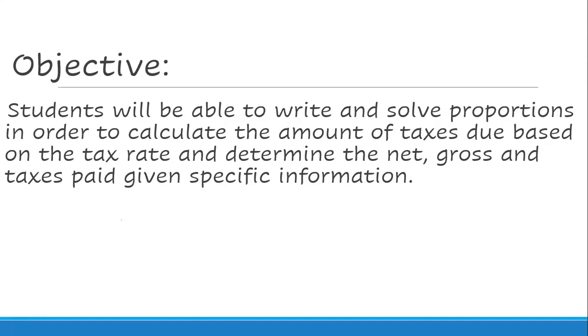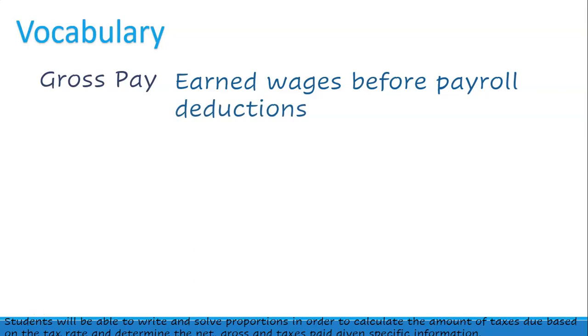So what we're going to look at first is, what is gross pay? Well, gross pay is your earned wages before any payroll deduction. So when you get hired for a job and they tell you that you're going to be earning $13 an hour, to find your gross pay, you just take 13 times the number of hours that you worked. So if you're getting $13 an hour and you work for 10 hours, you're going to get $130.